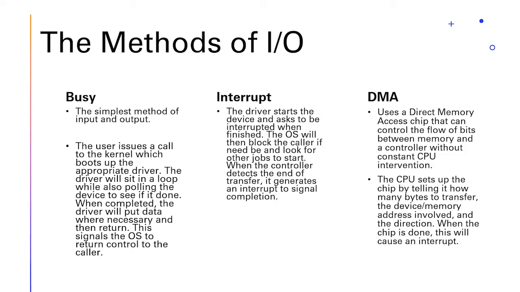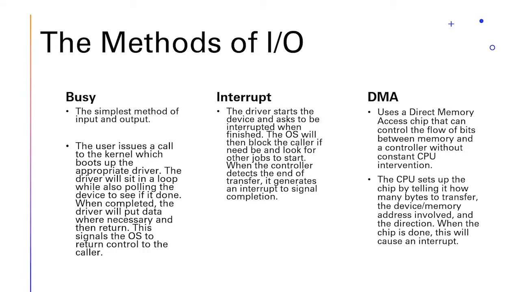And then lastly, we have DMA, which actually uses a direct memory access chip, which is where DMA comes from, direct memory access. But this direct memory access chip can control the flow of bits between memory and a controller without constant CPU intervention. So it's really cool to me that it can actually control these flows of bits and not even have a CPU sitting there and watching it.